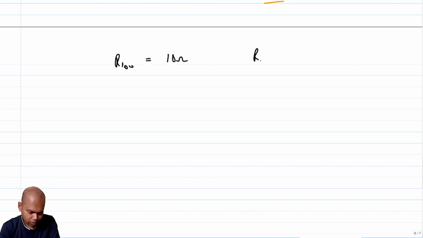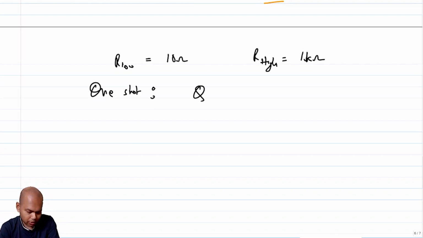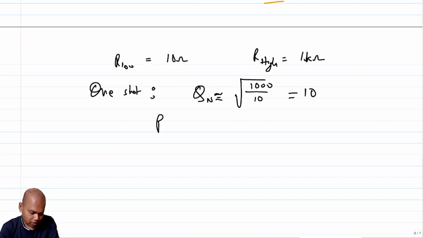Let's take a dummy example. Let's say your R low is 10 ohm and you want to match it to some R high, which is, let's say, 1 kilo ohm. If you do it in one shot, that is a single matching network, then your qn is essentially the square root of 1000 by 10 approximately, because I'm neglecting that plus 1 term. So this is 10, which means your power delivered, using that same formula, is power in by 1 plus qn over qc, which is 10 over qc.